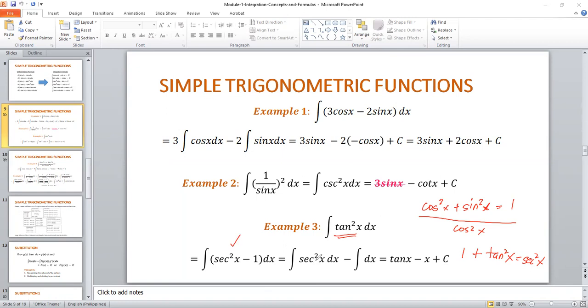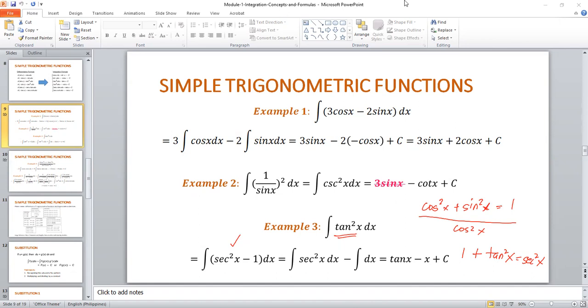So you have the integral of secant squared x dx as your first integral, and then subtract from that the integral of dx. The integral of secant squared x is tangent x. The integral of dx is x. So this is your answer. This is the answer for the given integral. Do you have any questions?